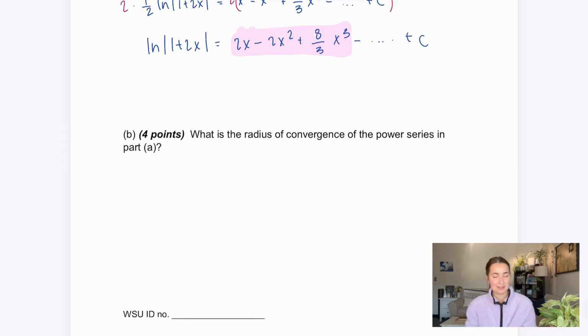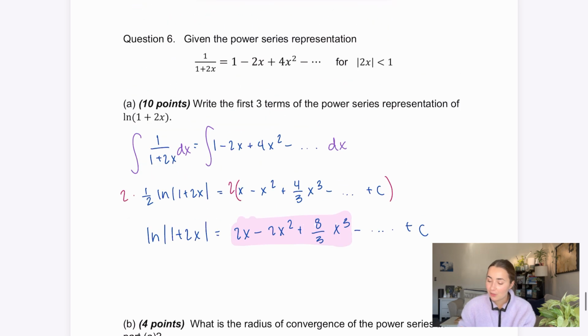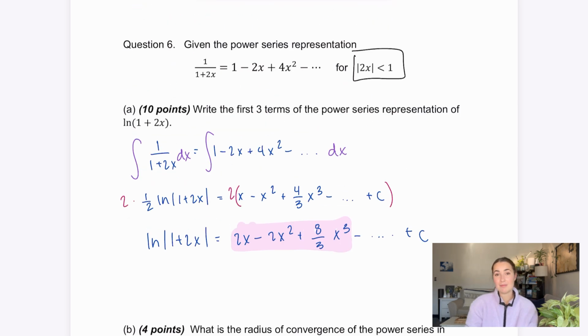Now, this is a bit of a trick question. What is the radius of convergence of our power series in part A? The radius of convergence is going to be the same as the original series.